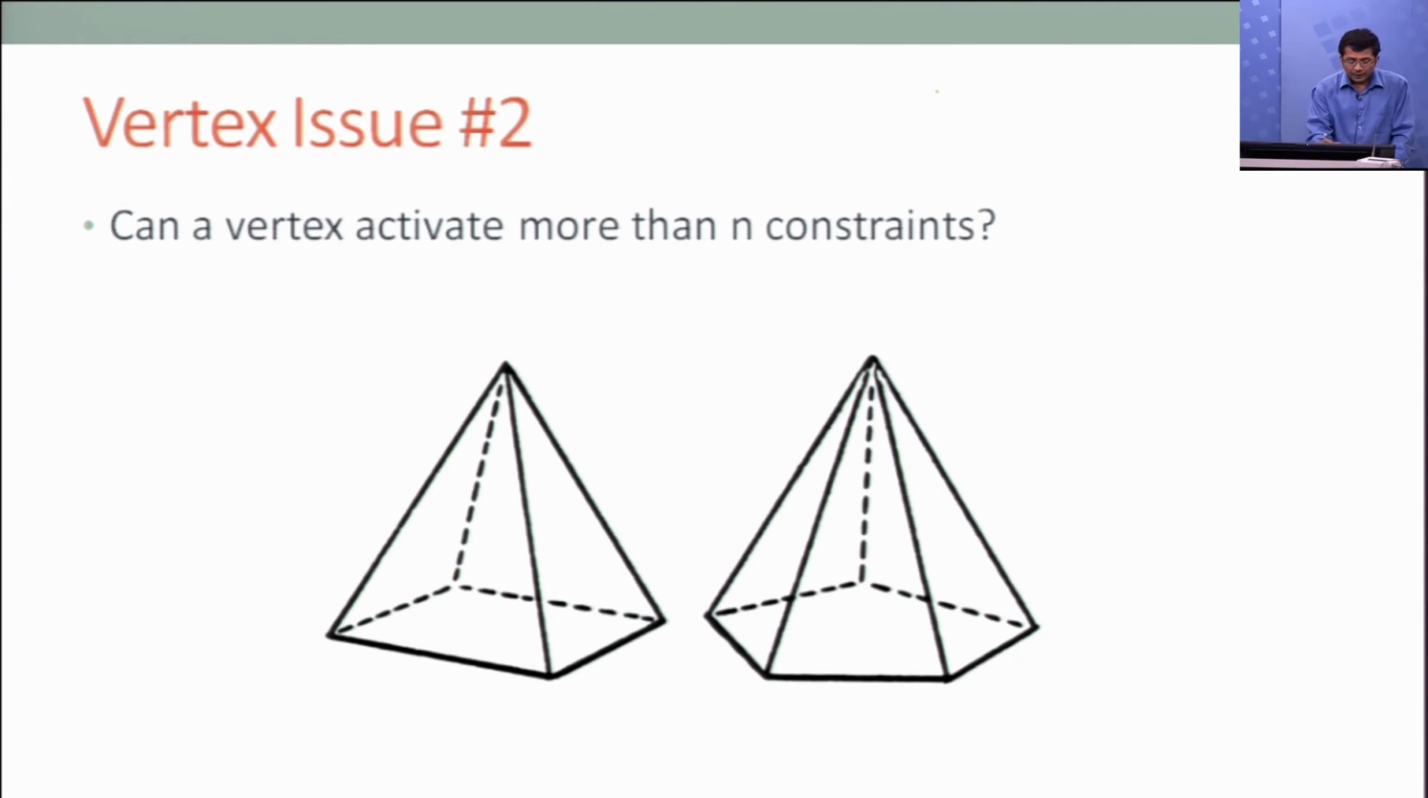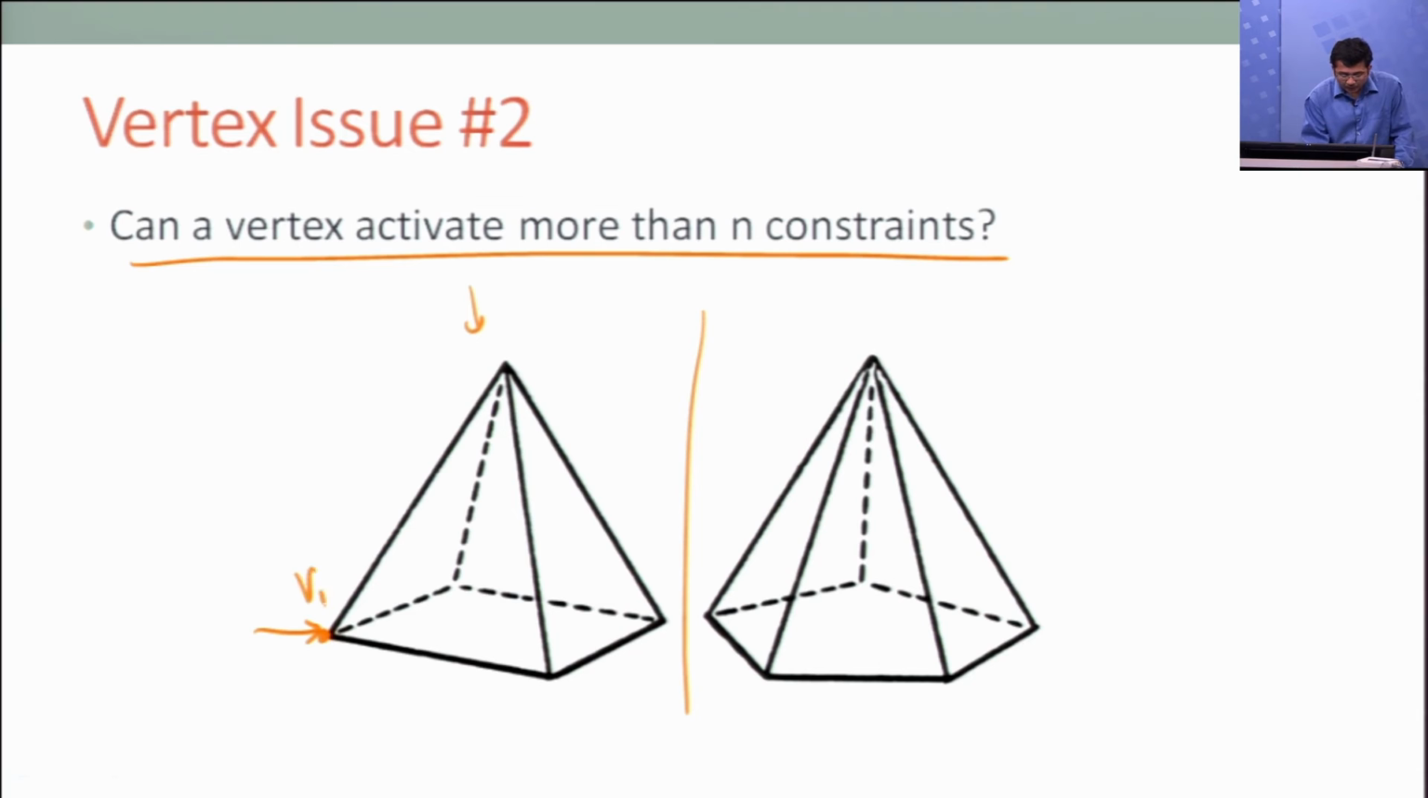Okay, second issue. Can a vertex activate more than n constraints? Is it even possible? We define n constraints as being activated for a vertex. Yes, it's definitely possible, and here is an example. Let's take this example of a pyramid. Take one vertex here, V1, the vertex at the base. You can see that this vertex activates three constraints. It can be seen as the intersection of three faces: face number 1, face number 2, and the bottom face, face number 3.